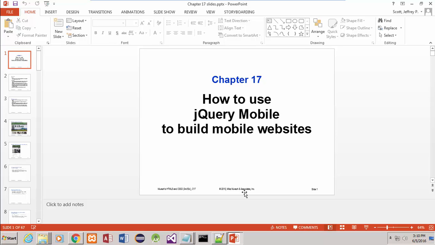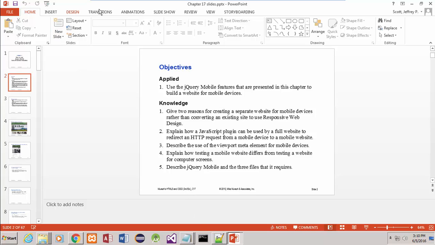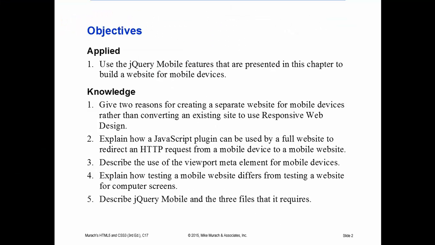I'm at the end of section 3, which is chapter 17, entitled How to Use jQuery Mobile to Build Mobile Websites. So, as far as what we're trying to do in this chapter, as you can see, use the jQuery mobile features that are presented in the chapter to build a website for mobile devices. Give 2 reasons for creating a separate website for mobile devices rather than converting an existing site to use responsive web design. Explain how a JavaScript plugin can be used by a full website to redirect an HTTP request from a mobile device to a mobile device.